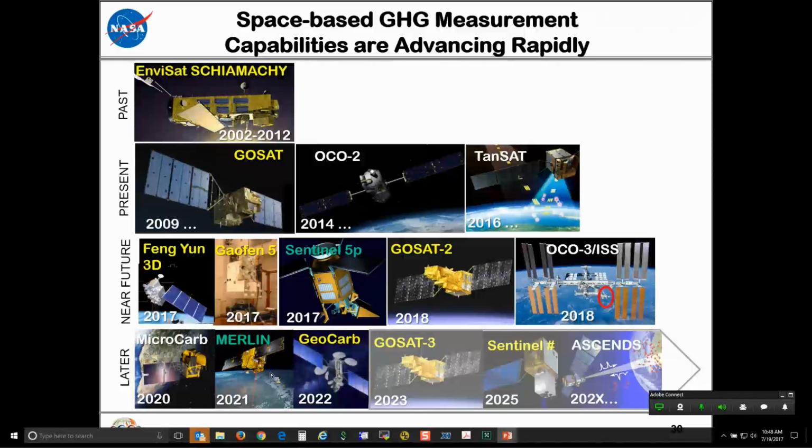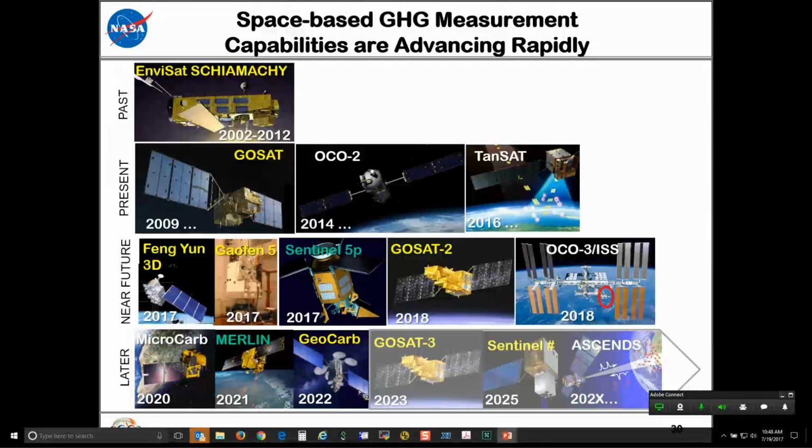MERLIN will launch in 2021 on a small bus that's made by Kinesis. This will be a German-French mission to measure methane using an active LiDAR.